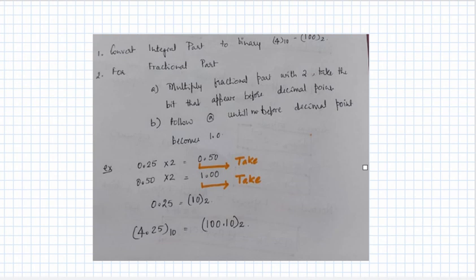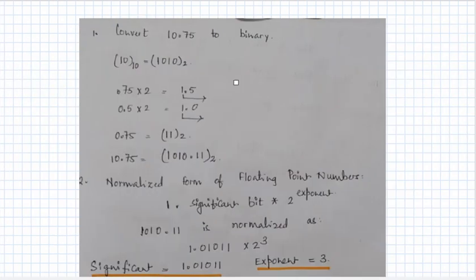This is the first step. Given any floating point number, it is converted to its equivalent binary form. Next, take one more example of converting 10.75. The process is the same.